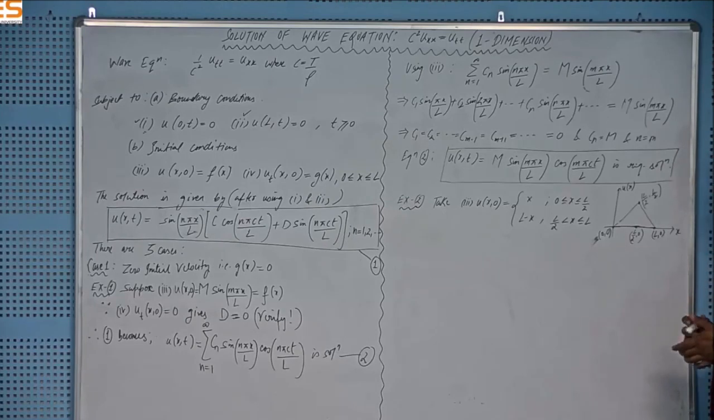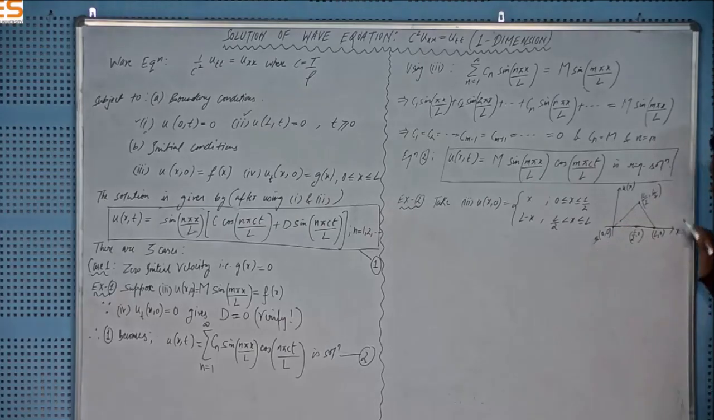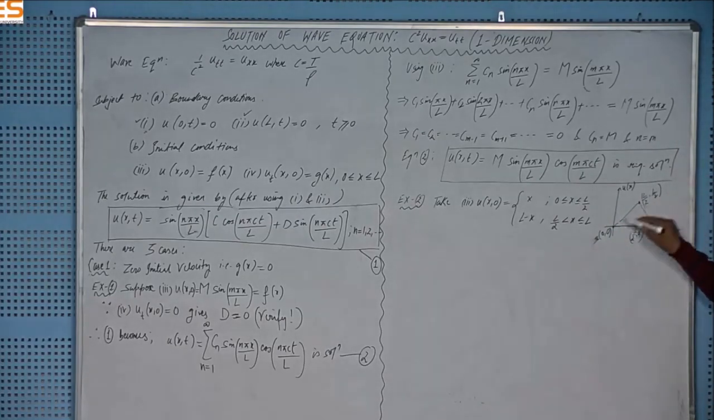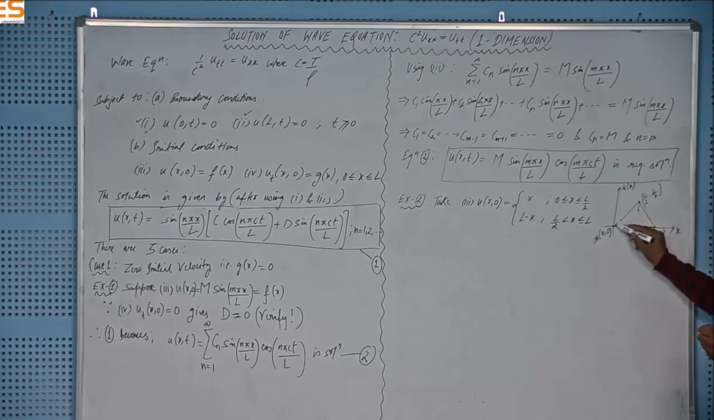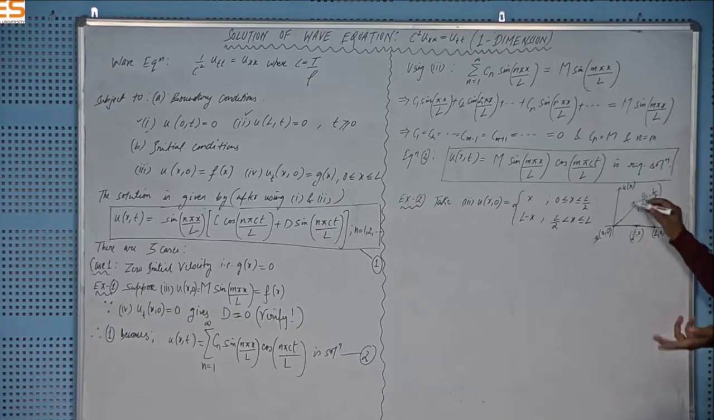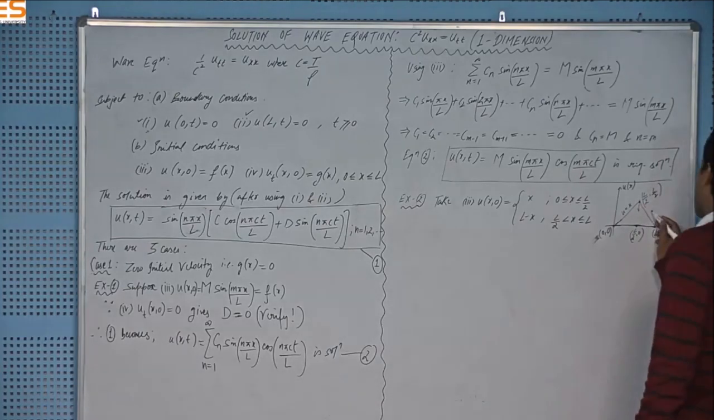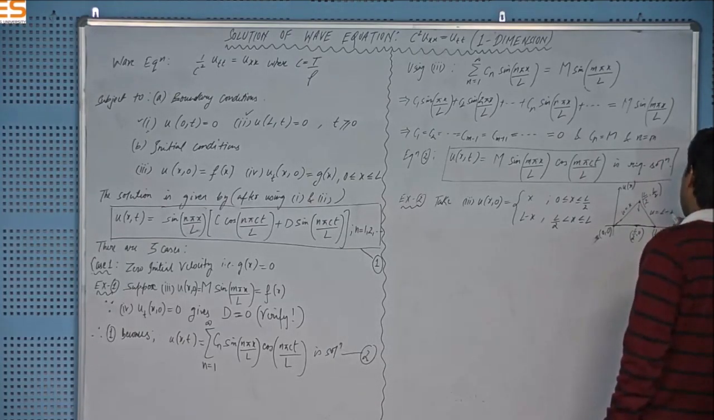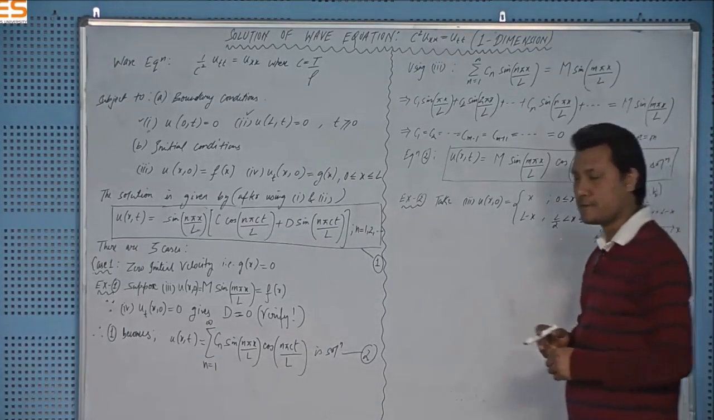Fine. So it indicates the initial position at t equal to 0. This is the position of the string at t equal to 0, right? And you can see that the equation of this line will come out to be, I think, u equal to x, right? And the equation of this line will come out to be u equal to L minus x. Fine. You can find these equations of a straight line by using the slope formula.